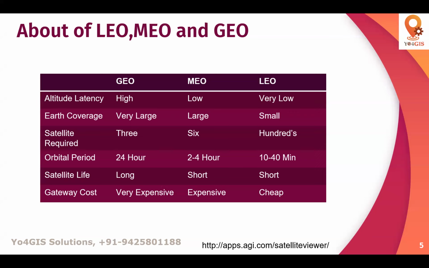And similarly, there is a difference in cost as well. If any country wants to launch a GEO, then this is very expensive. If any country wants to launch a MEO, this is a little bit less. But if any country wants to launch a LEO, LEO is cheaper than the other satellites. So these are the general differences between GEO, MEO, and LEO.